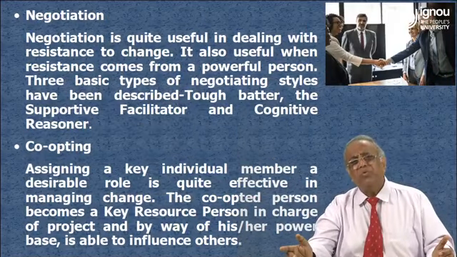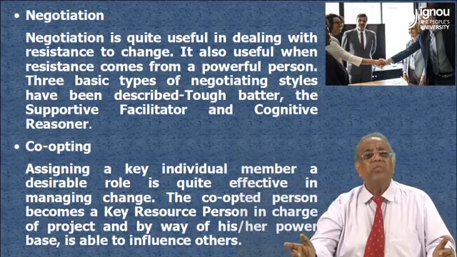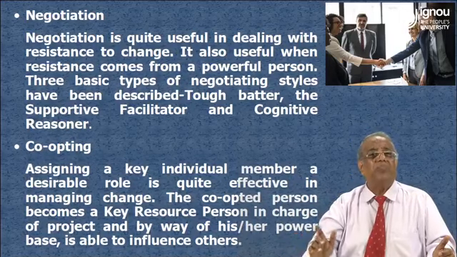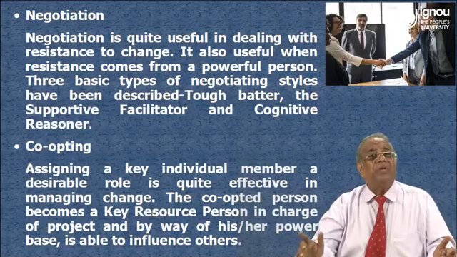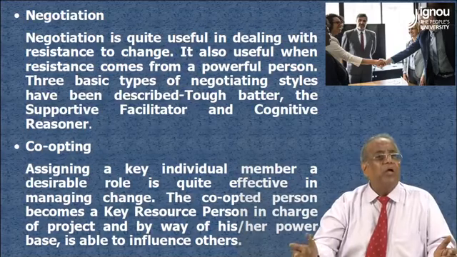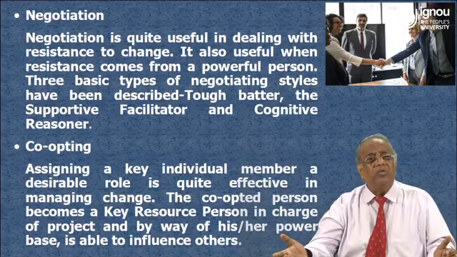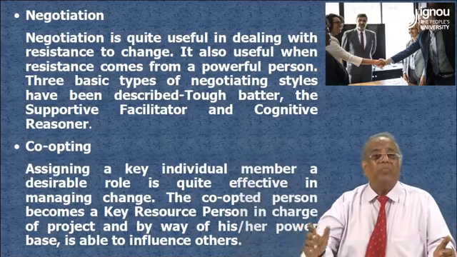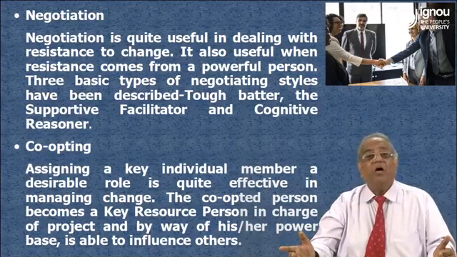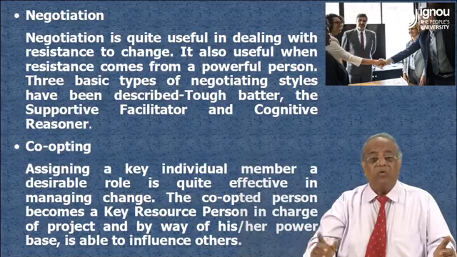Negotiation is quite useful in dealing with resistance to change. It is also useful when resistance comes from a powerful person. Three basic types of negotiating styles have been described, that is the tough bargainer, the supportive facilitator and the cognitive reasoner. Assigning a key individual member a desirable role is quite effective in managing change. We call it co-opting. The co-opted person becomes a key resource person in the change project, and by way of his or her power base is able to influence others.